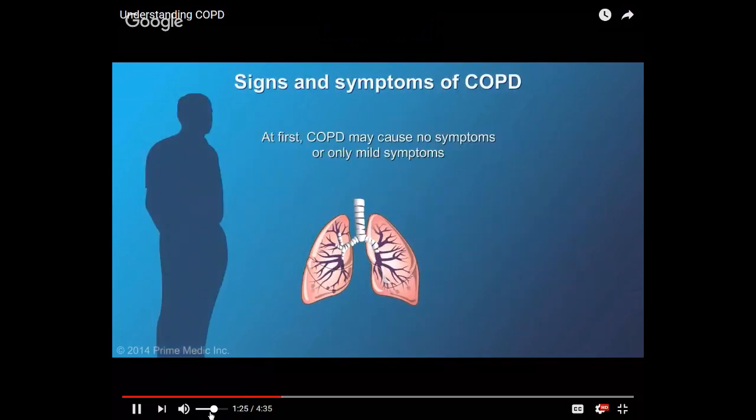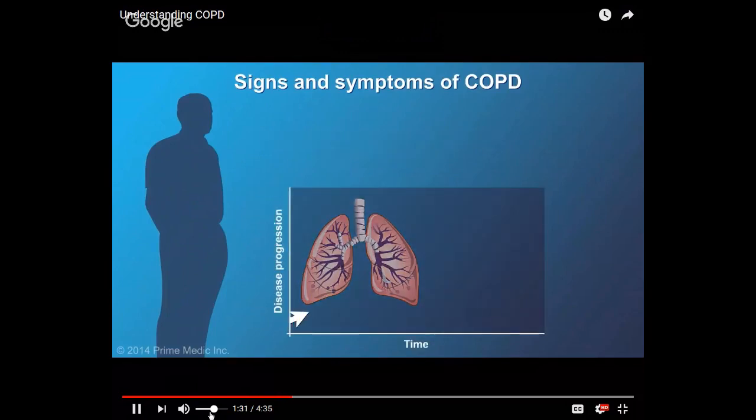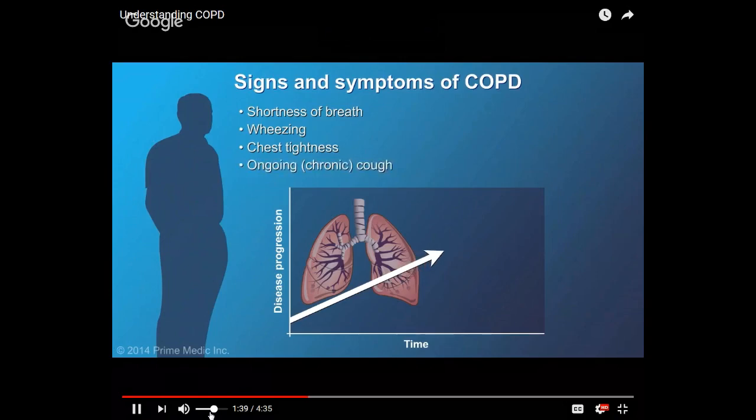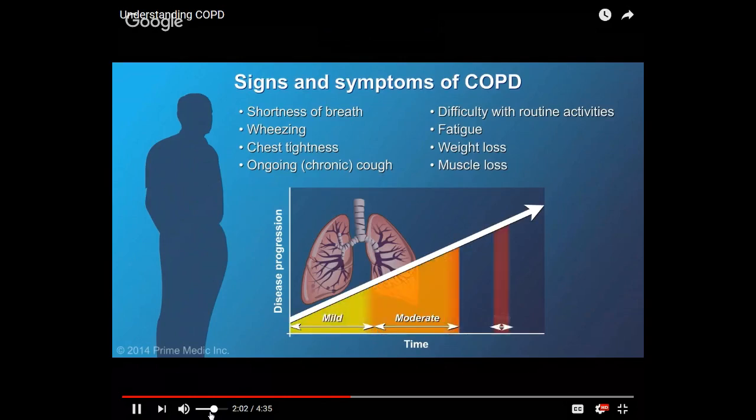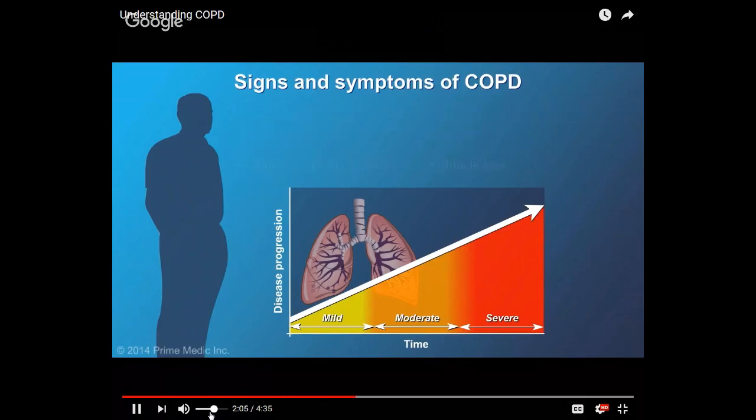At first, COPD may cause no symptoms or only mild symptoms. As the disease progresses, common symptoms include shortness of breath, wheezing, and chest tightness, especially with exercise, and an ongoing cough, often with a lot of mucus. As COPD symptoms worsen, breathing requires much more energy, and it can get harder to exercise or do routine activities like getting dressed or climbing stairs. This may lead to fatigue, weight loss, and muscle loss. People with COPD can experience a variety of symptoms. Different stages of COPD range from mild to moderate to severe.